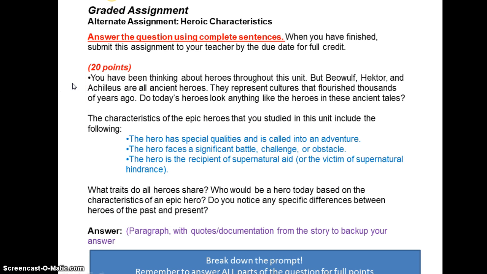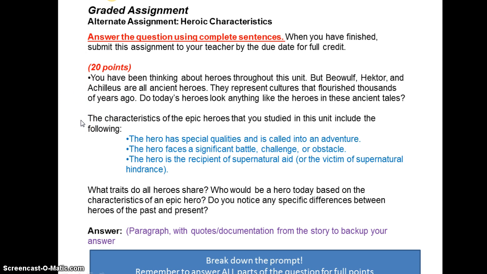You have been thinking about heroes throughout this unit, but Beowulf, Hector, and Achilles are all ancient heroes. They represent cultures that flourished thousands of years ago. Do today's heroes look anything like the heroes in these ancient tales? Now, some students stop there and that's all they write on. This is the background information here. So please note that this is not the actual prompt, so you need to keep reading.